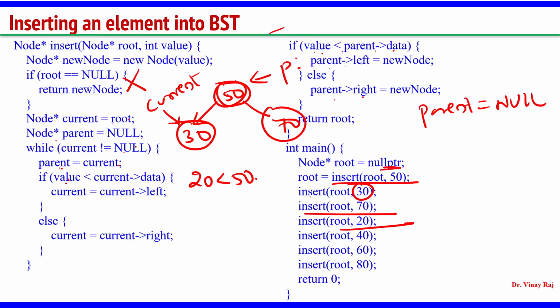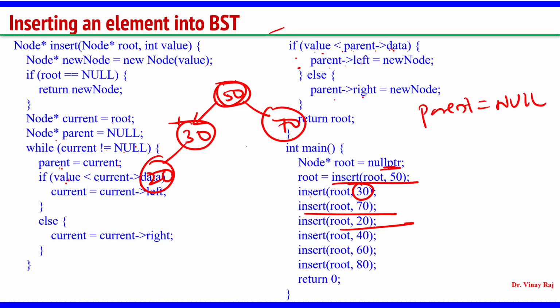Now, if value less than parent data, is the value less than parent data? Okay, so yeah, we made parent equal to current, right? In the next iteration, this also became my parent. Now, if the value less than parent data, so 20 is less than 30, yes, then parent left equal to 20. Okay, so this way you can keep inserting the elements into the tree.